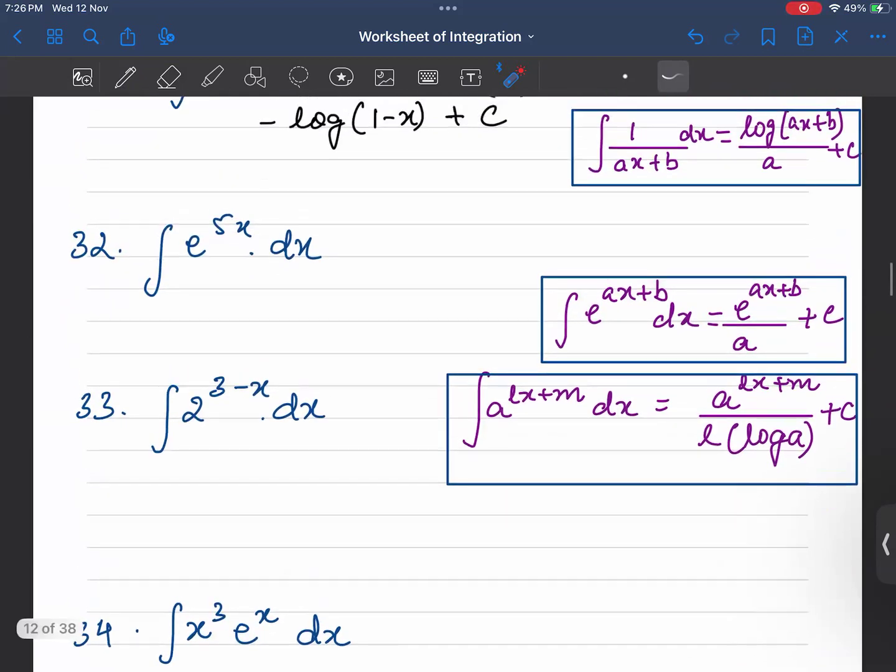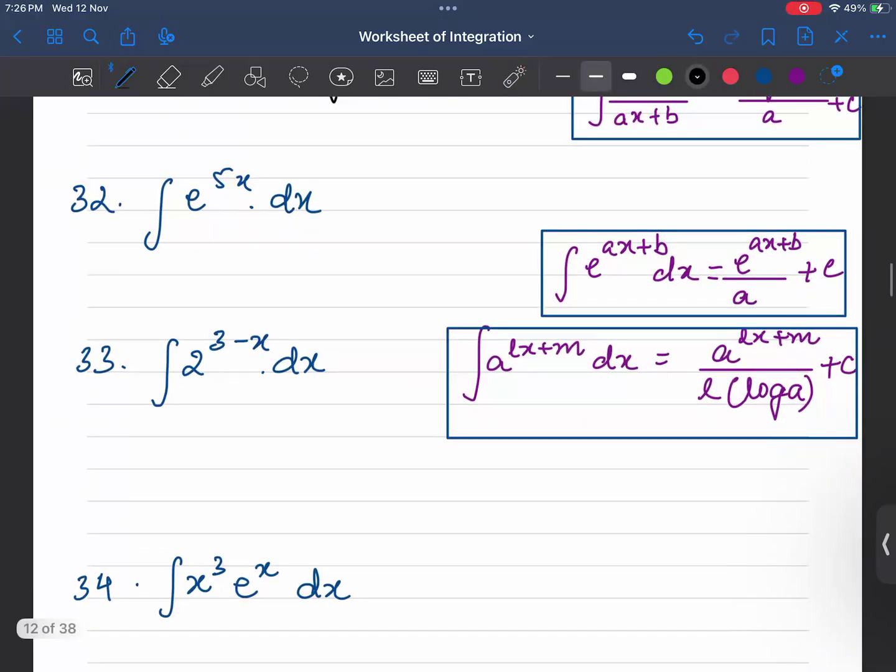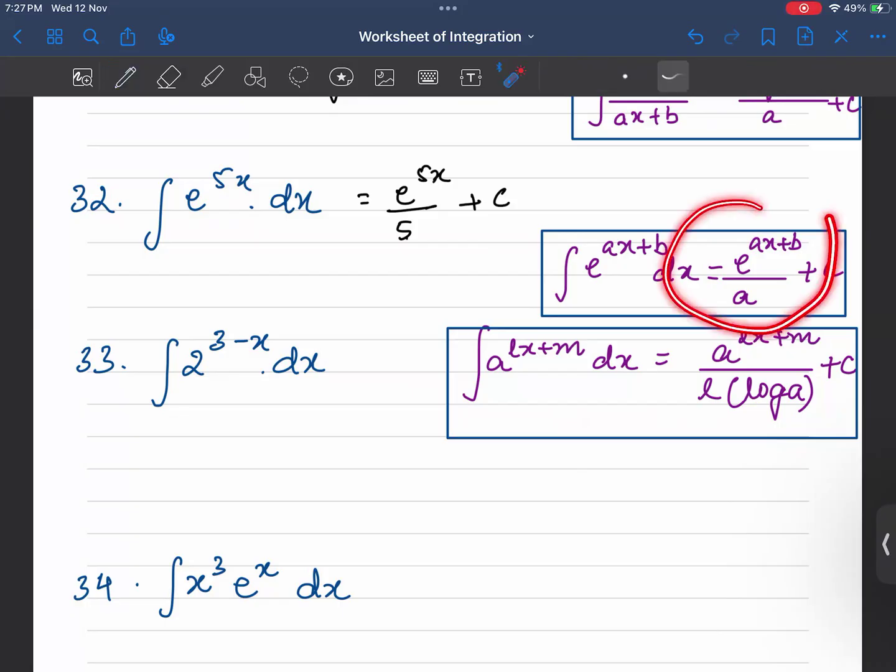We have done. Okay, question 32. e power 5x dx. e power 5x would be the same and divided by 5 plus c. Whatever is in the power, multiplied by x in the power, that will become the denominator. As I told you in this formula. I think it's clear and simple.